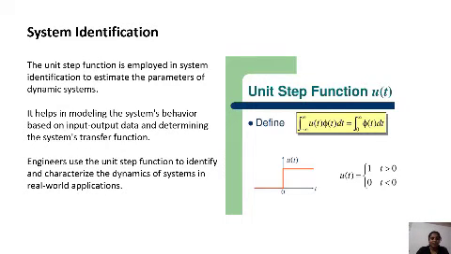System identification. The unit step function is employed in system identification to estimate the parameters of dynamic systems. It helps in modeling the system's behavior based on input-output data and determining the system's transfer function. Engineers use the unit step function to identify and characterize the dynamics of systems in real-world applications.